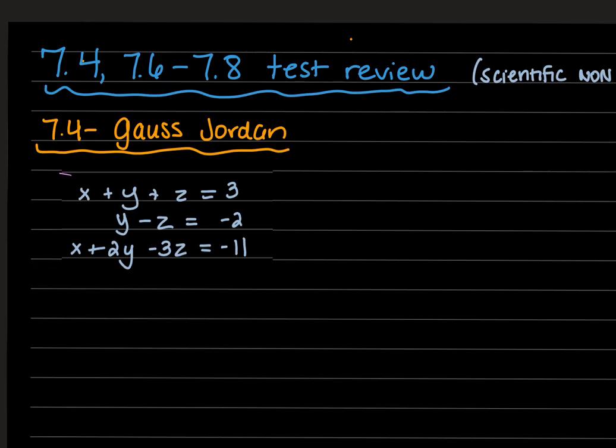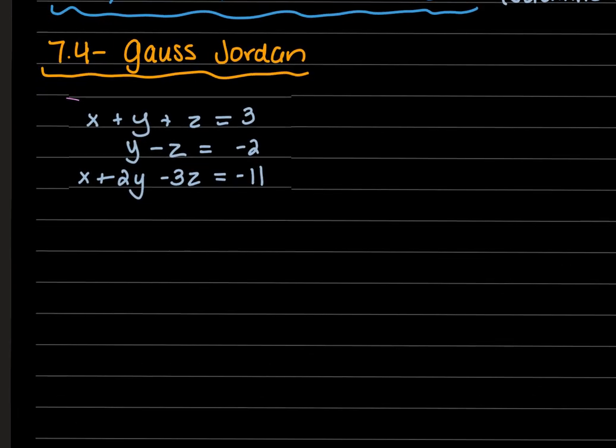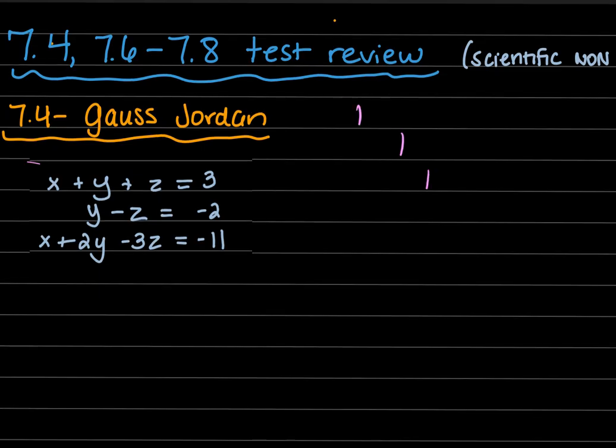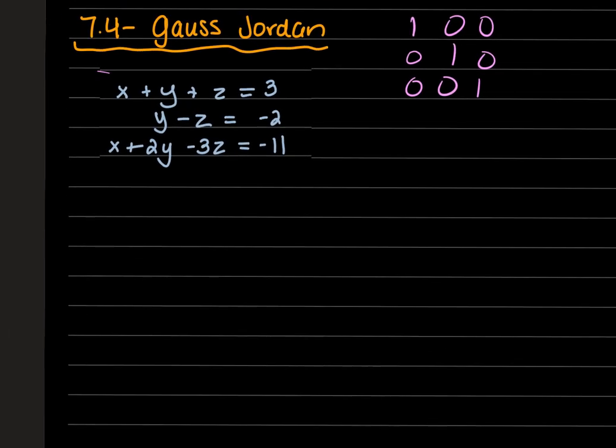So you're going to get a system, and you've got to solve it using that. The first thing I would do, first of all, the goal is 1, 1, 1, zeros above and below for Gauss-Jordan. So I'm going to rewrite this in its matrix form, which would be 1, 1, 1, 3, 0, 1, negative 1, negative 2, and 1, 2, negative 3, negative 11.